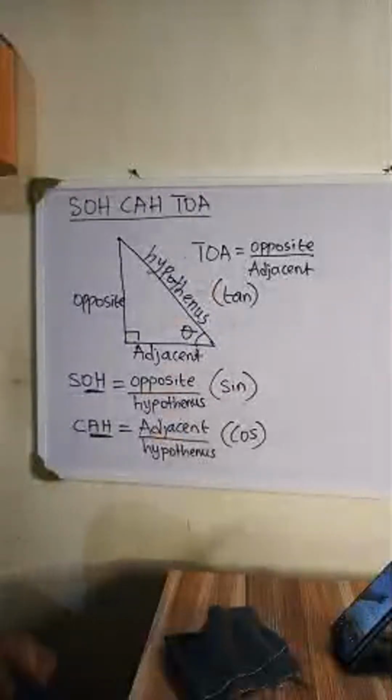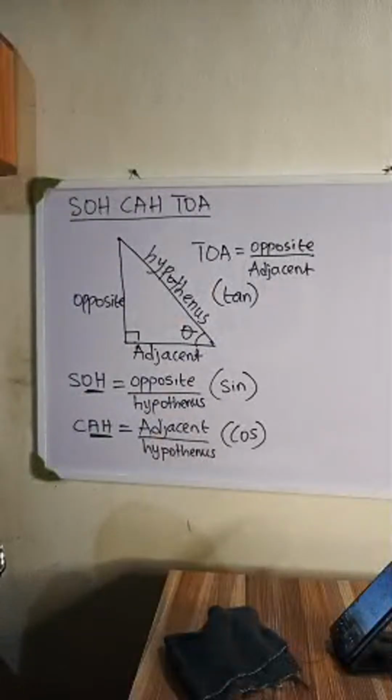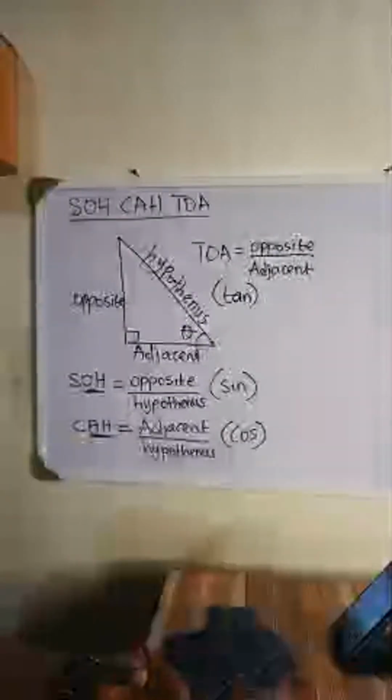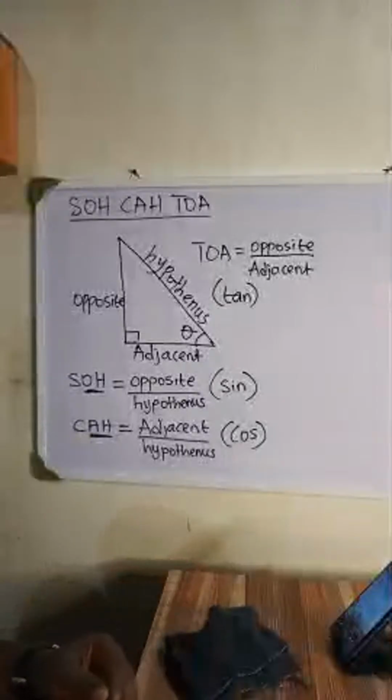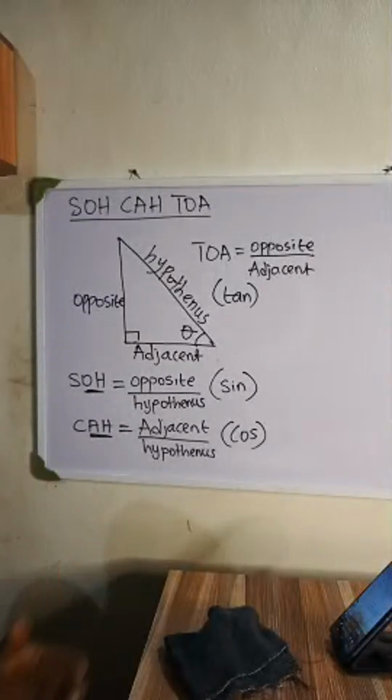Okay. So we're going to consider situations where we are given the sides and we're expected to find the angle, or we are given one side and one angle and we're expected to find the other side.